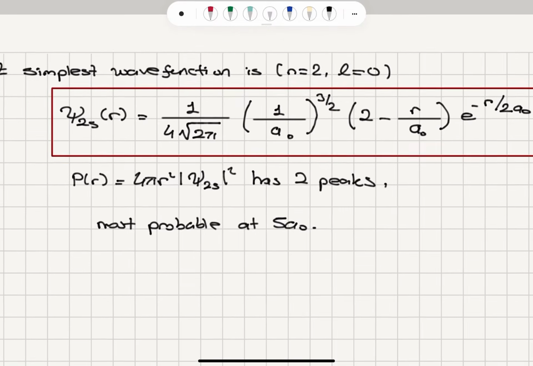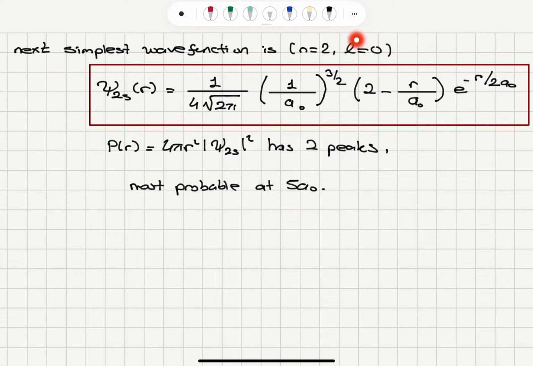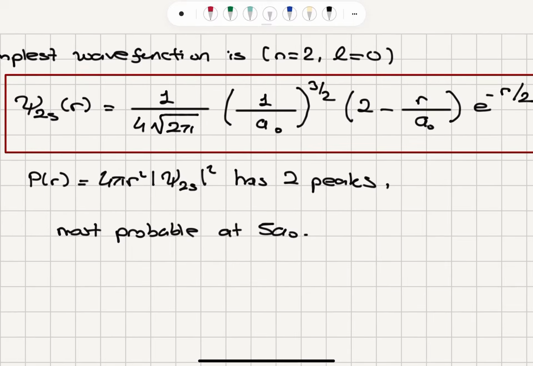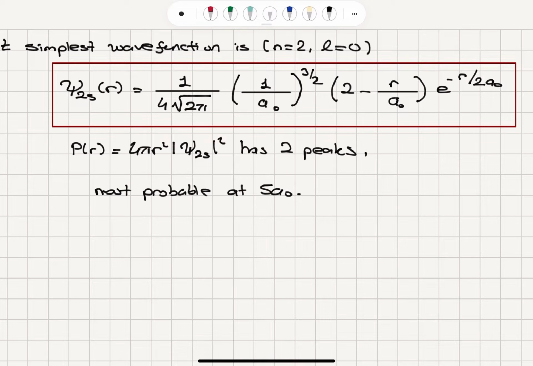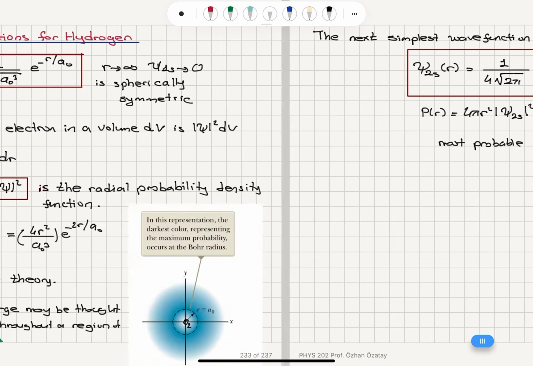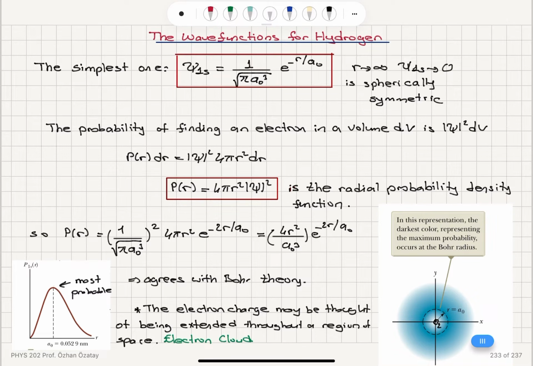Now the next simplest wave function is n equals 2, L equals 0. That's the L shell with the S subshell. So psi of 2s radial solution, which is 1 over 4 square root 2 pi, 1 over a0 to the power 3 over 2, times 2 minus r over a0, e to the minus r over 2a0. And if you plot this one, we obtain the radial probability distribution function as 4 pi r squared times the absolute square of psi 2s. This gives us two peaks, and the most probable position we find to be at 5a0 instead of a0 in the 1s solution.